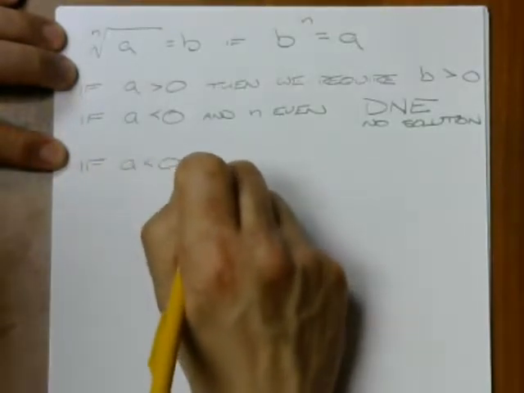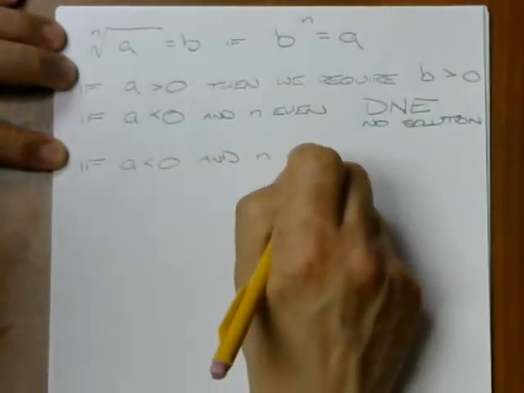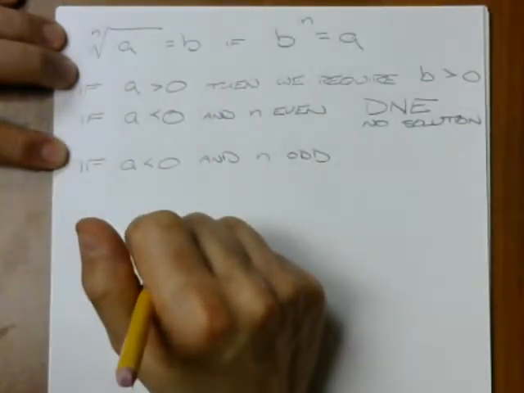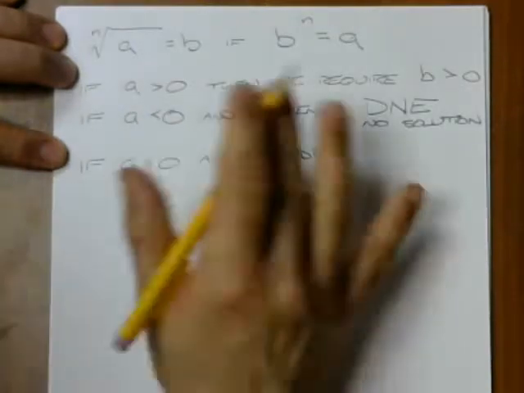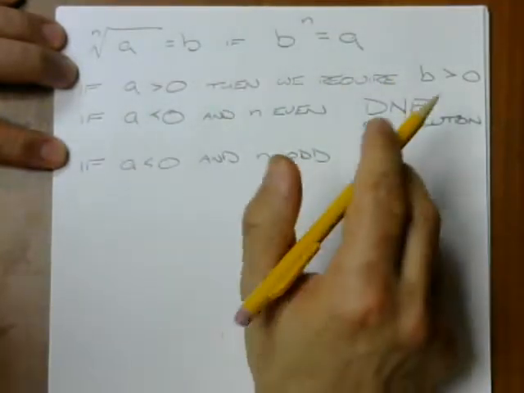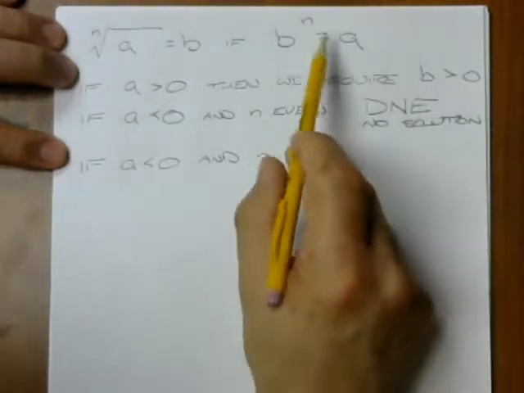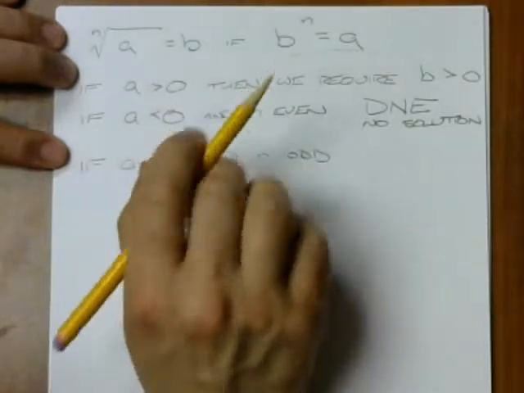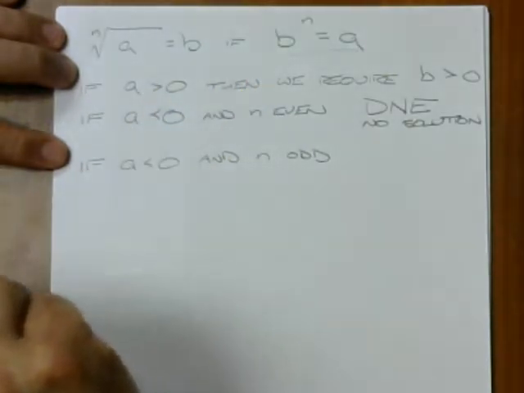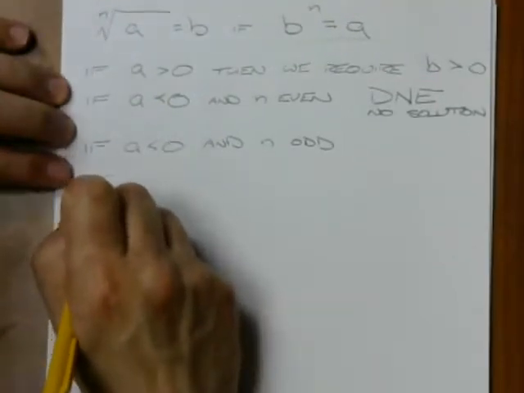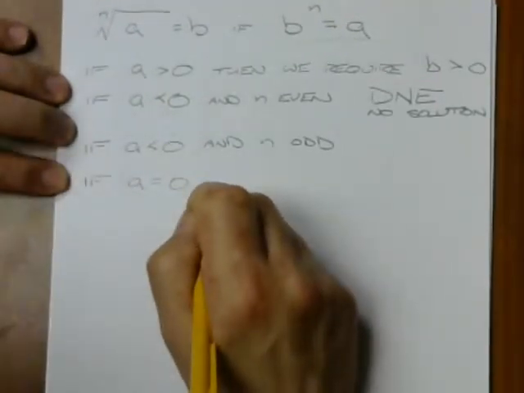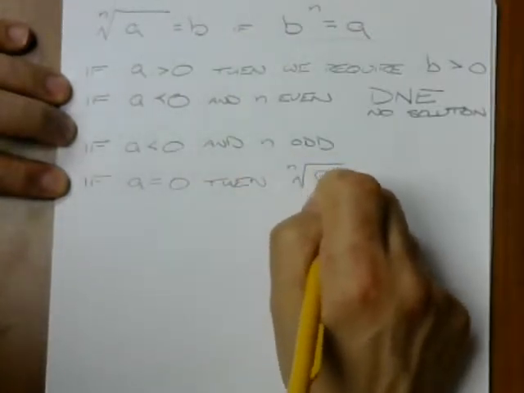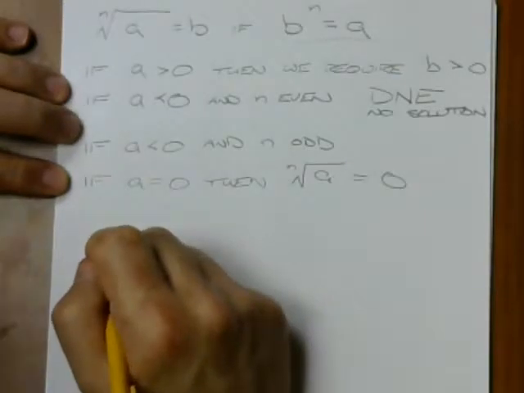If a is less than 0 and n is odd, though, that's fine, because if I take a negative to an odd power, we're going to get a negative number. So that's going to be wonderful. It's going to work out. We don't have any restriction that b is greater than 0. All we need is some number so that b to the n equals a. It turns out that such a b is going to be unique in the real numbers, but we can see that later. What if a is equal to 0? Well, this is the easiest. Then the nth root of a is equal to 0.